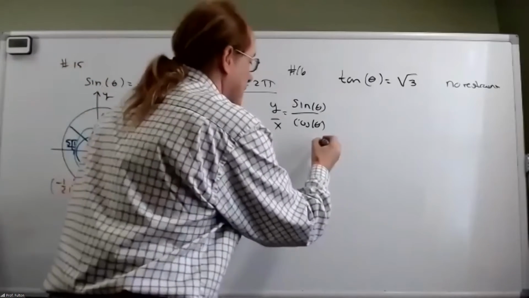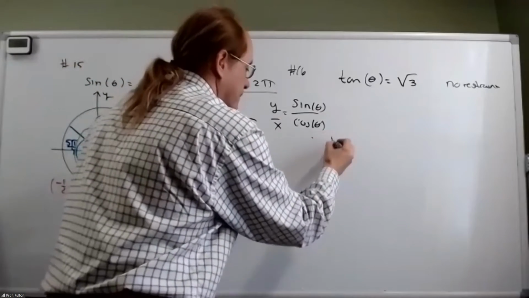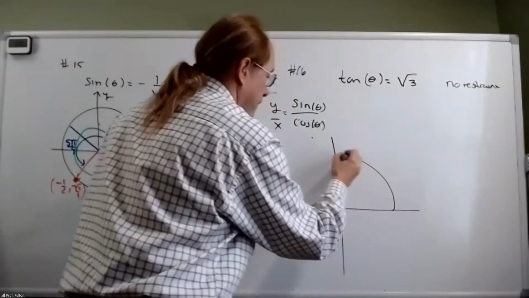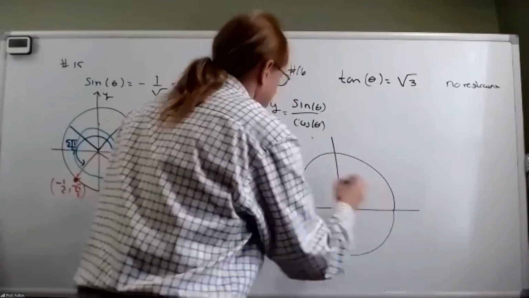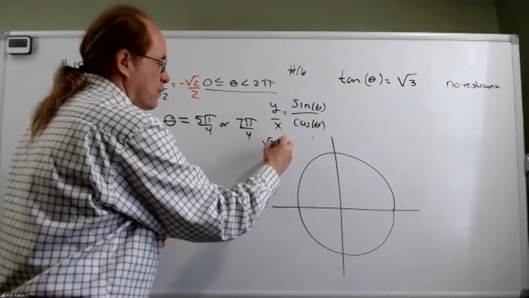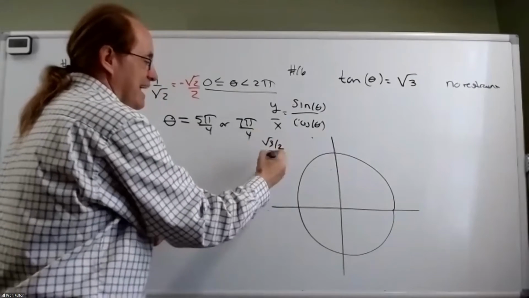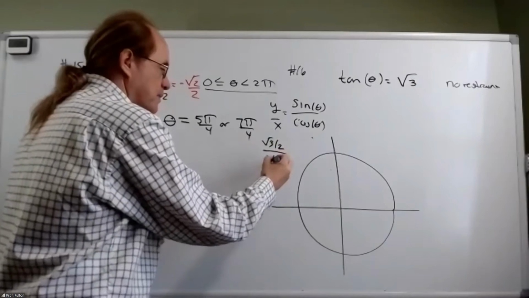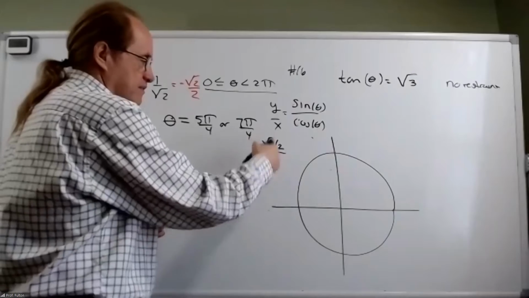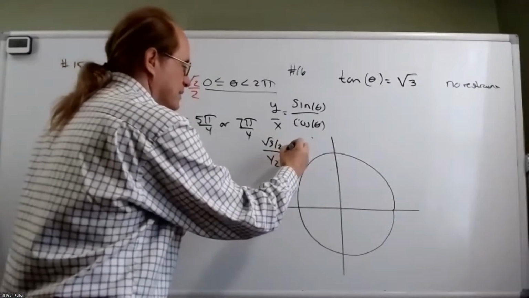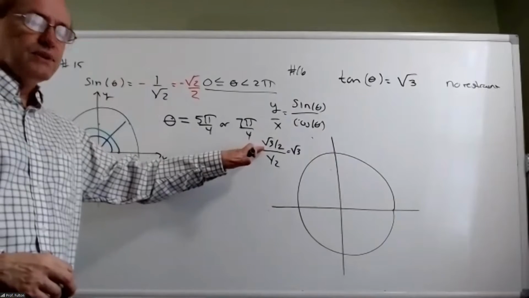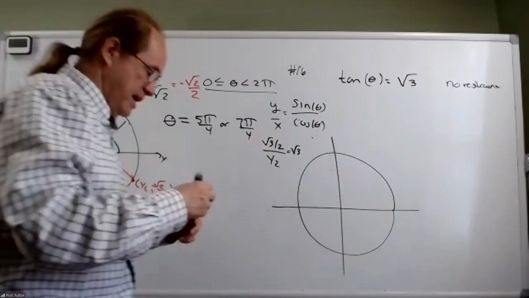So if I'm going on my unit circle again, and I recognize, well, say y was equal to the square root of 3 over 2, and x is associated with 1/2, what do I get? I take the division of those, that gives me the square root of 3. So I'm looking for when my y value is square root of 3 over 2, and my x is 1/2.